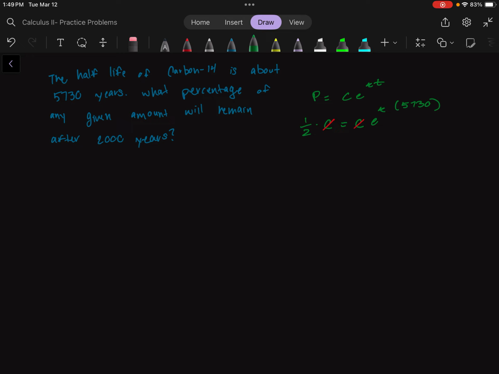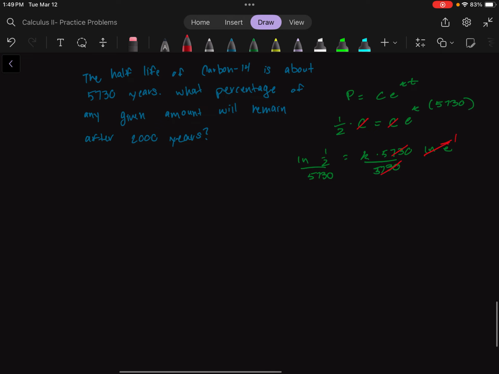So we can ln both sides, right? So then we have ln of 1/2 is equal to k times 5730 times ln of e, and that ln of e is going to go away because it's just 1, and we can divide both sides by 5730 to get k. k is just ln of 1/2 over 5730, and this is general. For any kind of half-life problem, the k value is always going to be ln of 1/2 over the half-life.